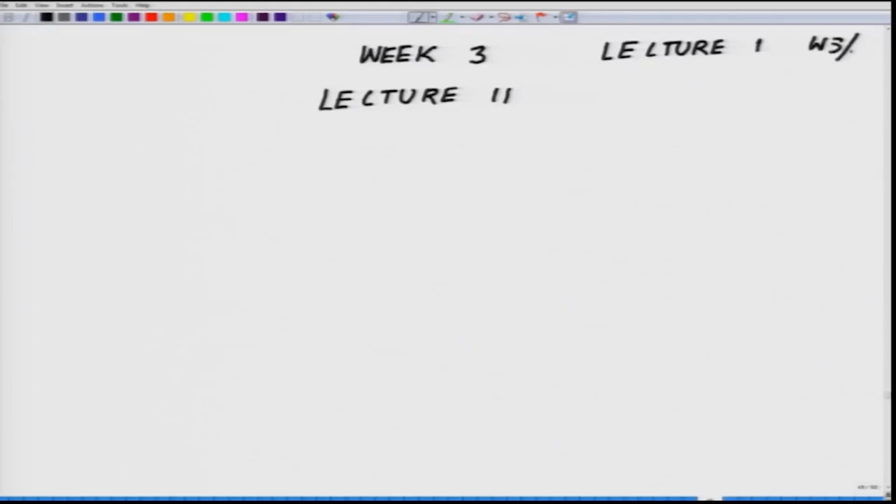Just to put it something like this, we are into week 3. This is lecture 11, the first lecture of week 3, W3 L1. What we are doing today is we will be touching upon the relation between E0 and the equilibrium constant.